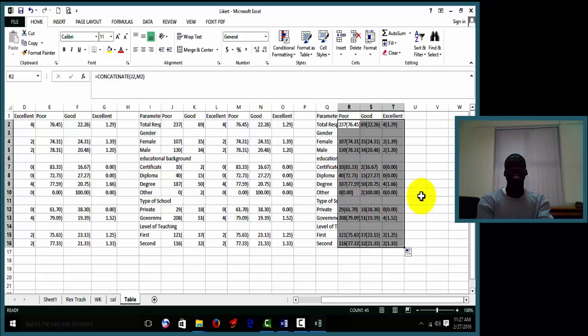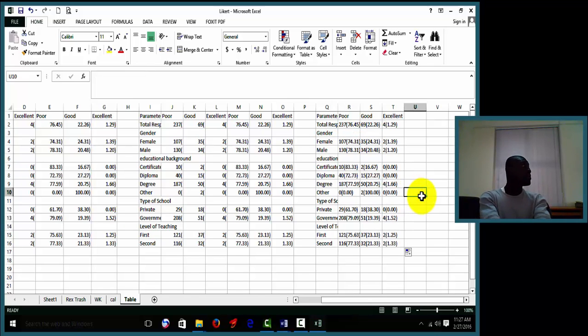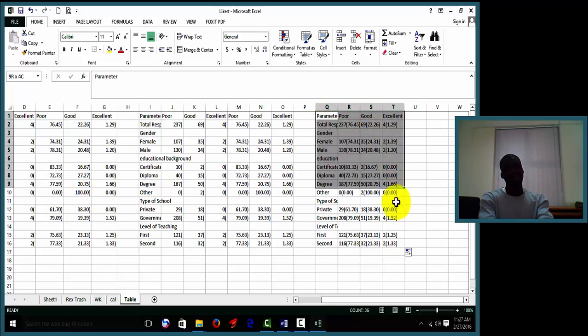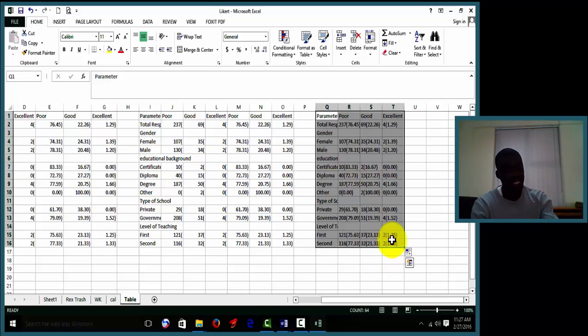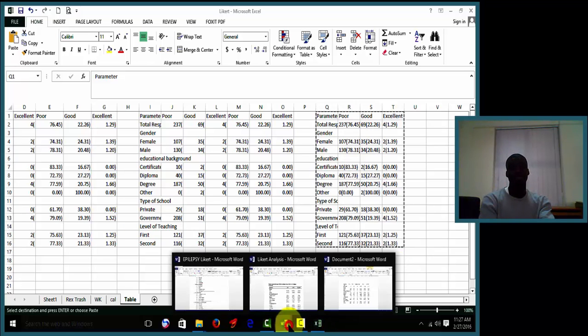So now we have the table the way we want it. This is still a rough table. We will now copy this table into our Word document and then polish it up there. So what we're going to do is copy exactly the table. Don't add any cells to it. Don't go beyond it like this. Just copy only the table with the cells inside, like that, and then send it to your Word sheet.